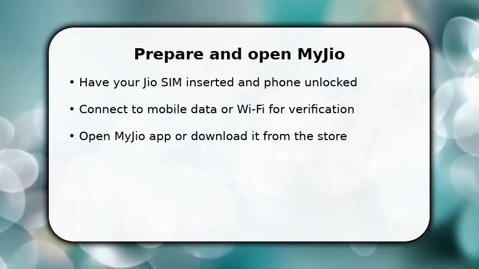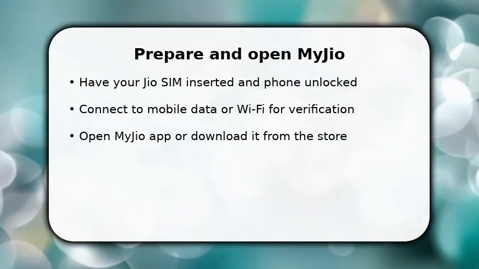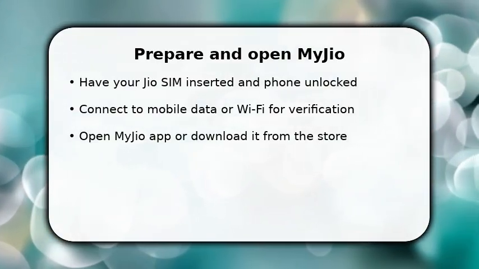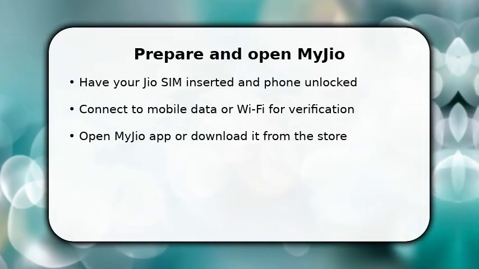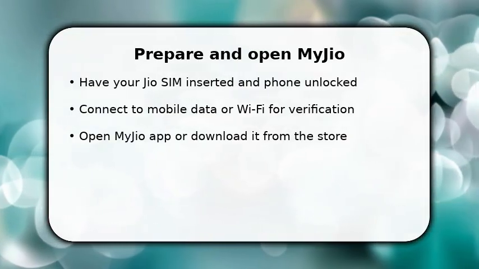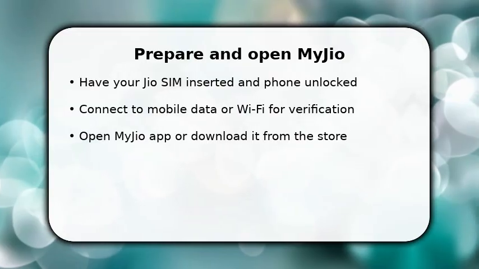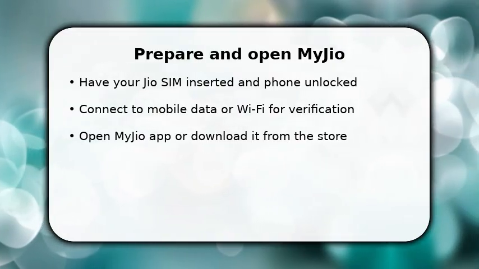You start by making sure the Geo SIM is active and the phone is unlocked. Open the My Geo app right away. If you don't have it, download and install it. Once done, grant required permissions like contacts and SMS so the app can verify your number.